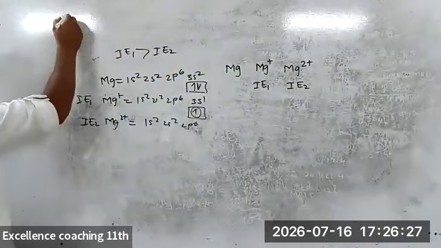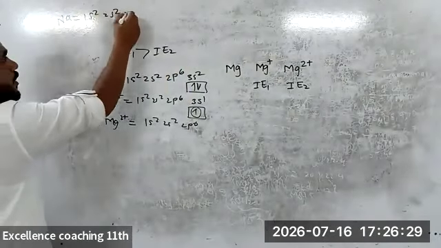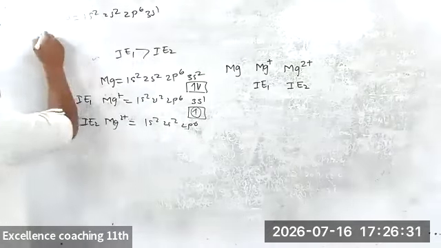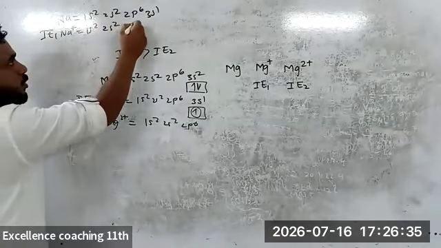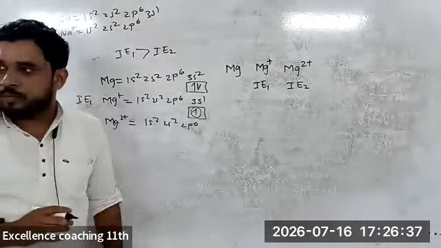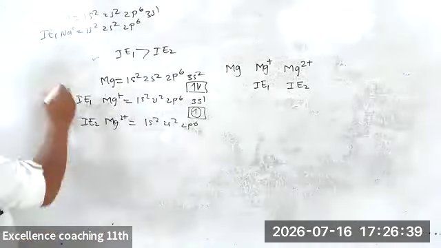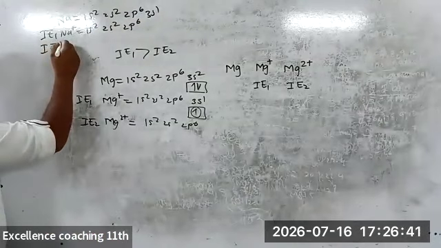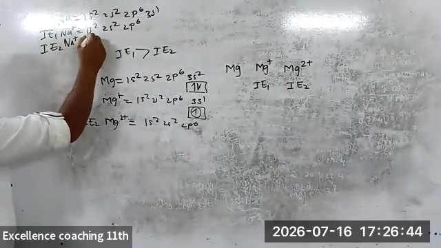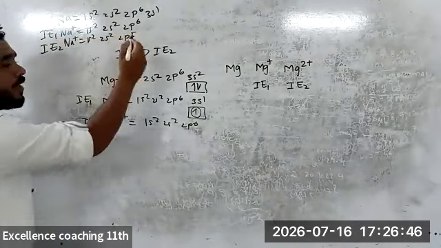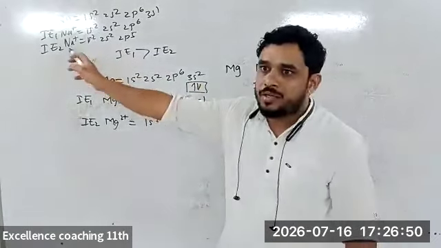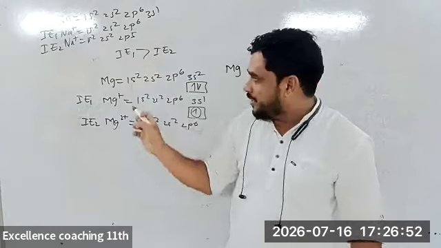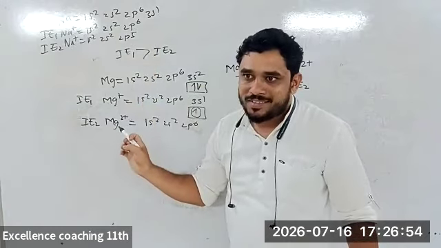Now wait. In the case of sodium, 1s2, 2s2, 2p6, 3s1. What will my IE1 look like? 1s2, 2s2, 2p6, correct? You think IE1 will be more here? If I want to write IE2 for sodium, this is ionization enthalpy: 1s2, 2s2, 2p5. Tell me, who will be more, I1 or I2? I2 will be more. Yes or no? But in this case, will it be like that?